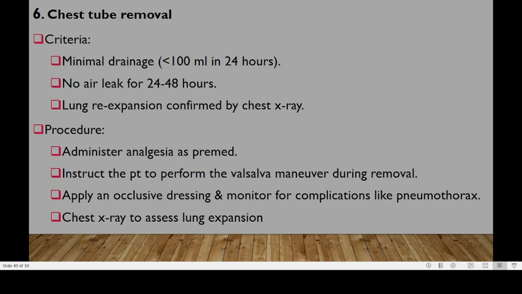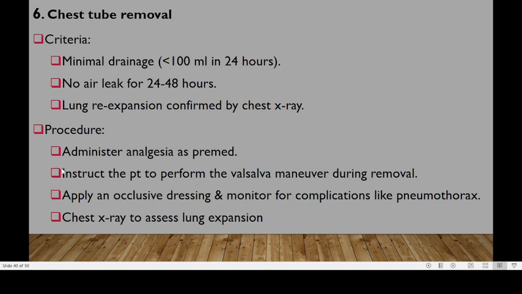Then there's this concept of removal. Of course, what is the criteria for removing a chest tube? You look at the drainage. If there's minimal drainage, like less than 100 mL in 24 hours, you can remove it. If there is no air leak for about 24 to 48 hours, and if lung re-expansion has occurred, this can be confirmed by the chest X-ray.